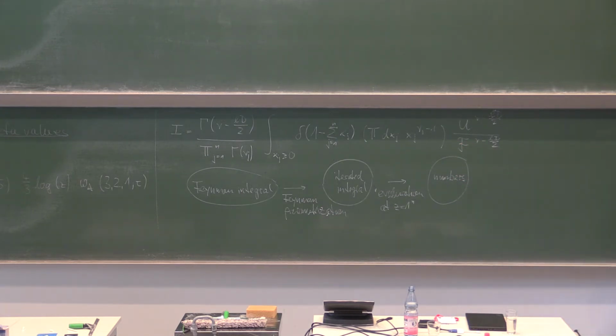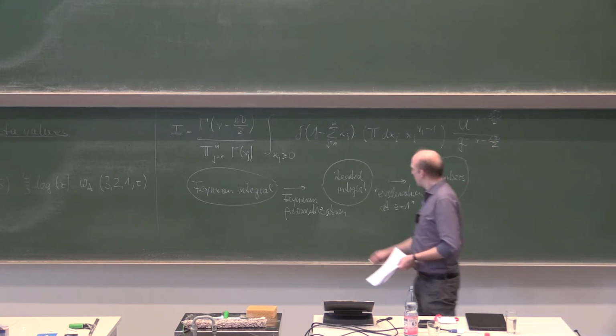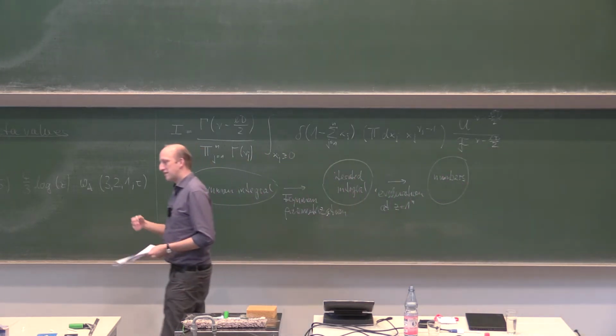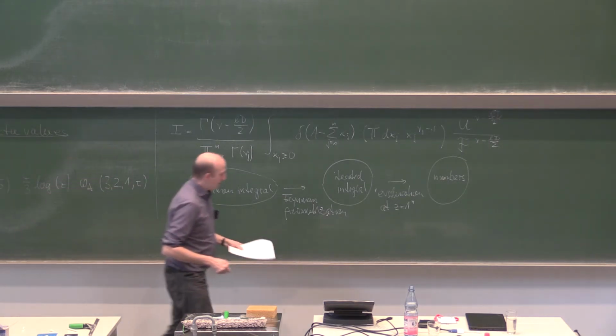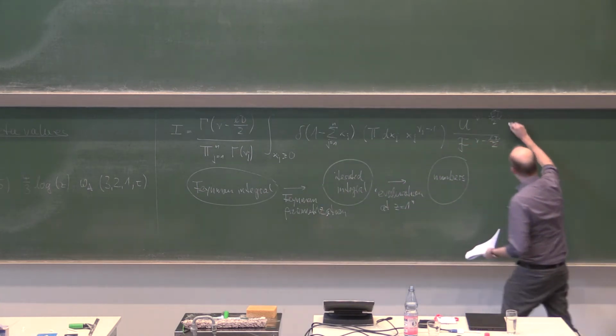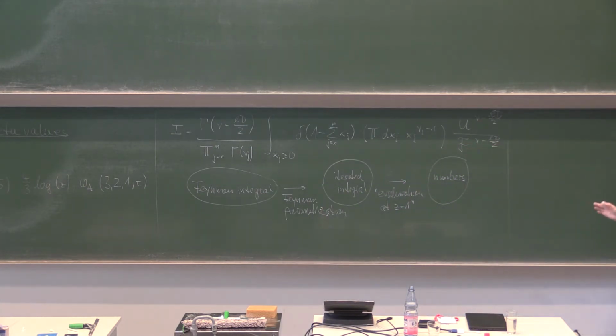And the logic I'm going to follow during these 4 lectures is that I will first tell you something about these iterated integrals. I will start with the so-called genus 0 integrals, then go to genus 1, and then derive properties and a couple of relations between these numbers.